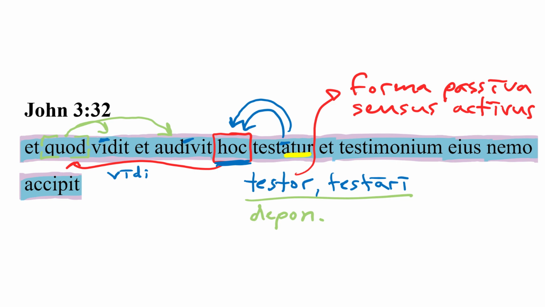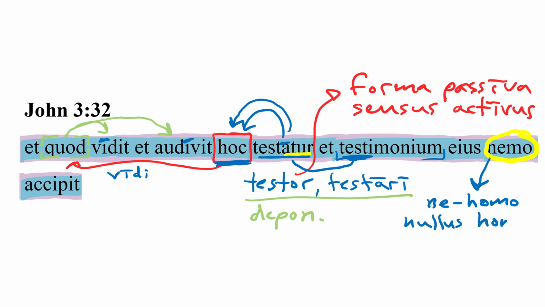He bears witness concerning this, and no one, nemo, accepts or receives his testimonium. And of course, you can see the etymological relationship there between testimonium and the verb testor. One more thing we want to know here, just to help you remember nemo. I think I've mentioned this before, but it bears repeating. Nemo is a contraction of ne homo, which means, of course, nullus homo, no person at all, no one.